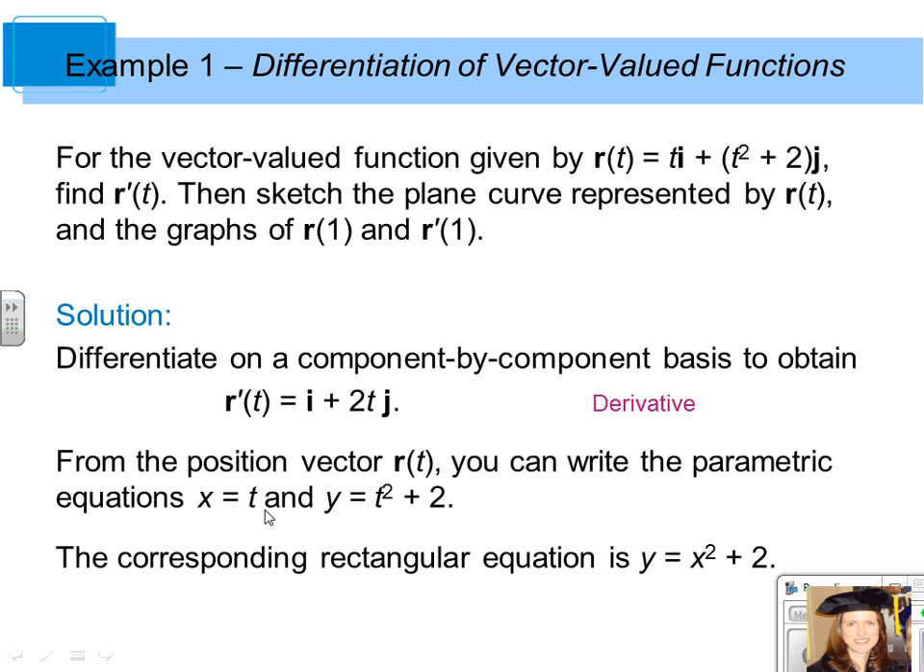When you use this method of eliminating the parameter, you get the equation y is equal to x squared plus 2, and that's going to be the same graph that results if you're using parametric mode. When t equals 1, plug 1 into the original vector-valued function and you get i plus 3j. Plug 1 into the r prime of t function to get i plus 2j. We're going to graph the path and the vectors r of 1 and r prime of 1.